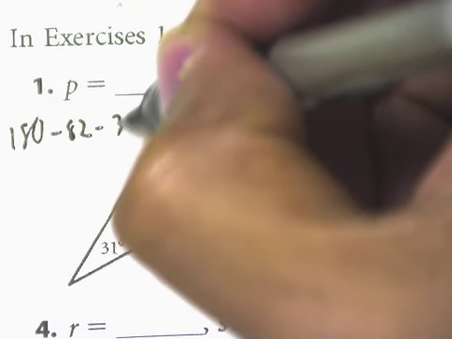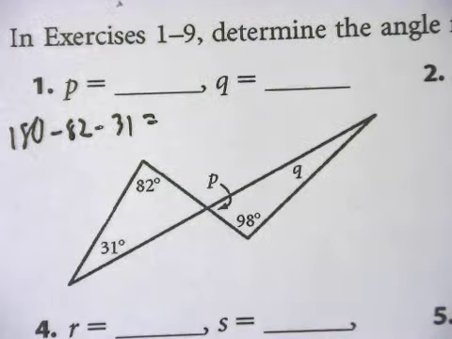So 180 minus 82 minus 31 should give me, let's take a look here. Let me grab my calculator. It's going to give me 67 degrees. So if I add these two together and subtract it from 180, I'm going to get 67. So I know this angle here is 67 degrees.